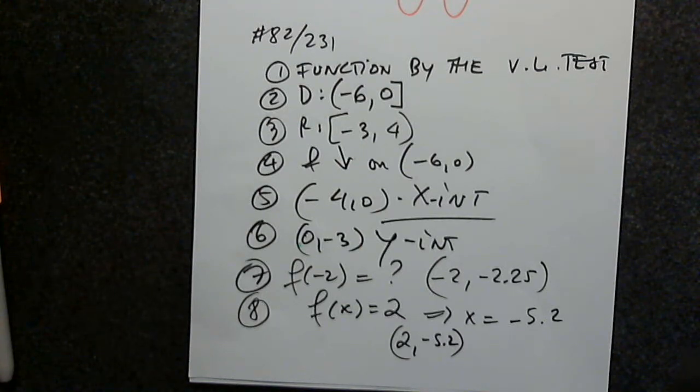Okay, then we identify the x-intercept and the y-intercept, and then we were asked to find f of -2. So we drew a vertical line at -2 and we got this number. And then we were asked to find x such that f of x is 2, and we got -5.2, drawing or imagining that we drew a horizontal line at 2.